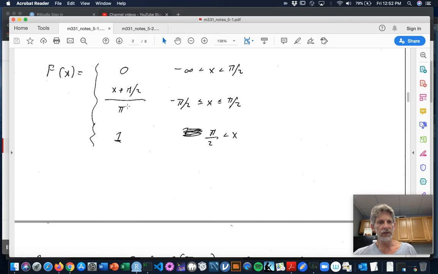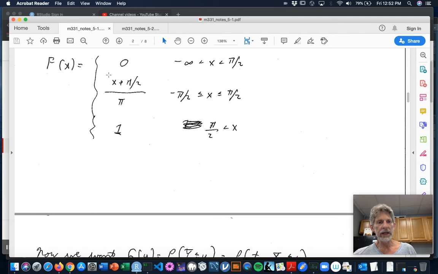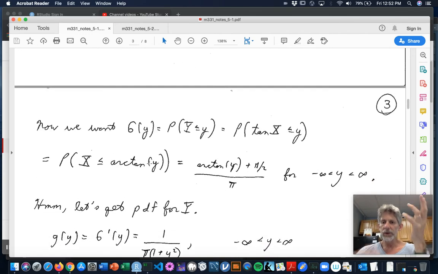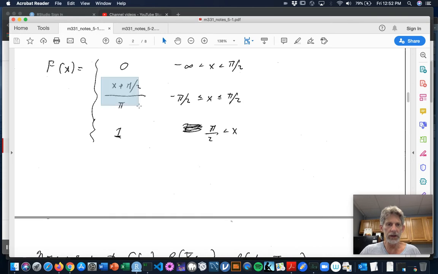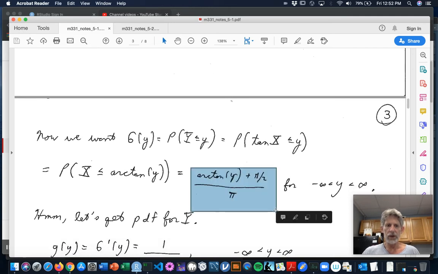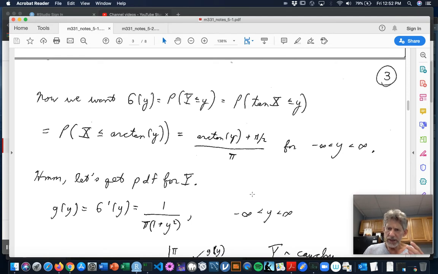But we know the chance that X is less than a number. You just plug in that for x. I know that I go here and not in these other places. As long as y is between minus infinity and infinity, it means I landed somewhere, and that meant the angle had to be between minus pi over 2 and pi over 2. So I go here and plug in my arctangent of y right there. And so that's the probability that capital Y is less than or equal to little y.